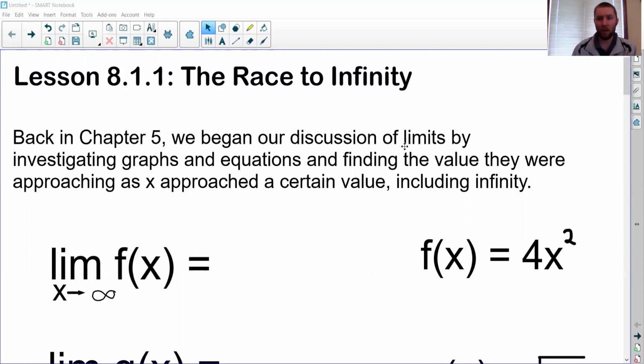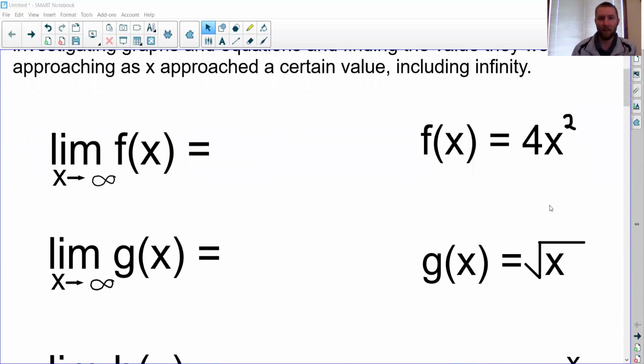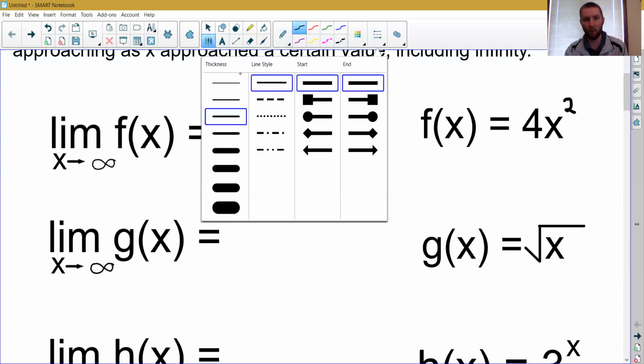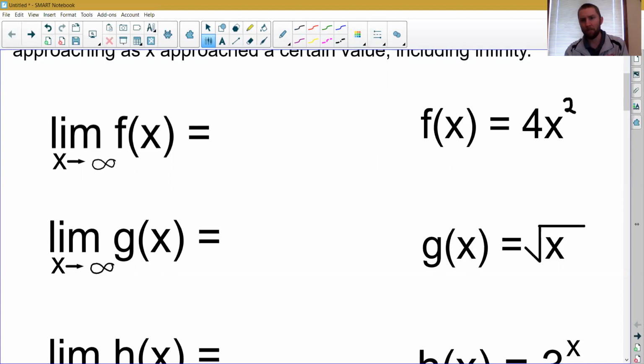If we look at a few functions, let's remind ourselves what it means to find a limit as x approaches infinity. Let's say they're asking us to find the limit of f of x as x approaches infinity. F of x is 4x squared. If we were to think about what the graph of this would look like, it can be helpful for thinking about this limit. The graph of 4x squared is going to look something like this, right? And so as x goes towards infinity out this way, the y is going up very quickly, and it's going to go up forever, no matter what. So the limit of f of x as x approaches infinity is infinity.